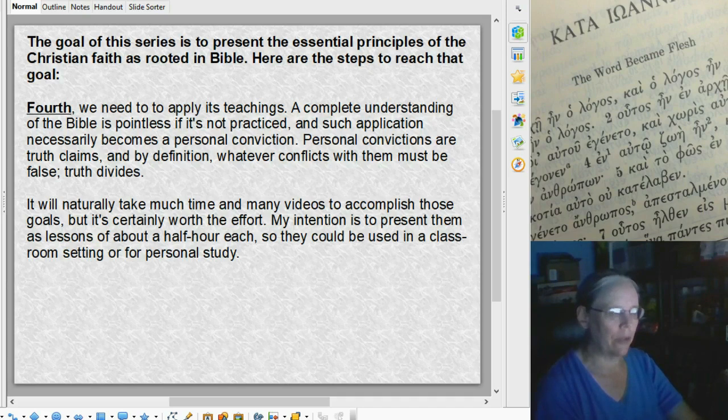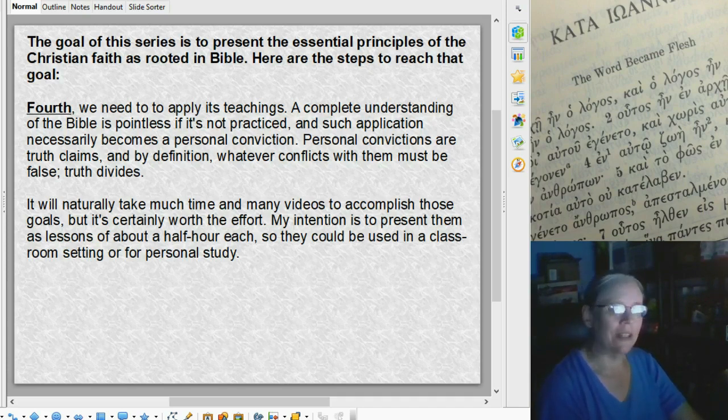If we've done all of those other things, then, only then, can we apply it to our lives. A complete understanding of the Bible is pointless if it's not practiced. And such application necessarily becomes a personal conviction. Personal convictions are truth claims, and by definition, whatever conflicts with them must be false, because truth divides. So there's no good in knowing the Bible thoroughly if it's just going to stay in your head.